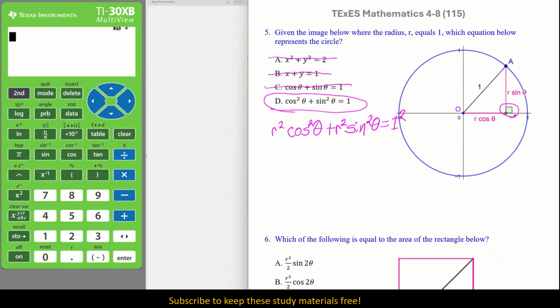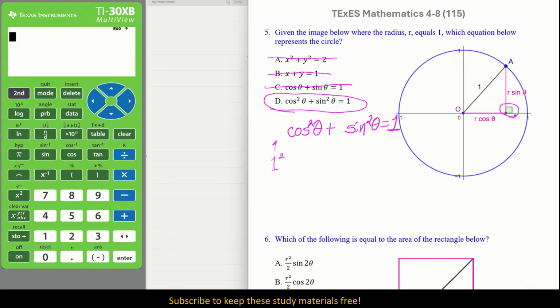Now, let's think about this. Well, r squared is actually 1 squared. Well, what happens? r squared equals 1. So I'm just going to simply erase those. I'm going to get rid of them. Now, once I do that, and I know this actually equals 1, what do we have left? Okay. So D is equivalent to that unit circle.